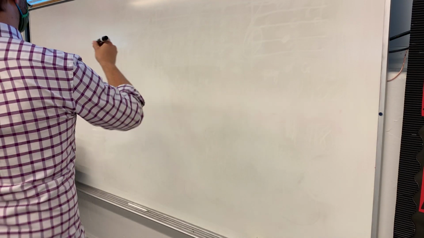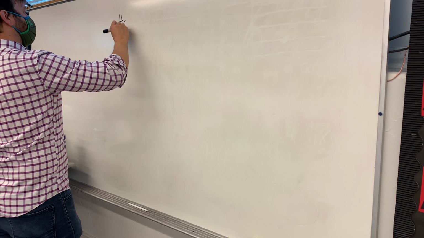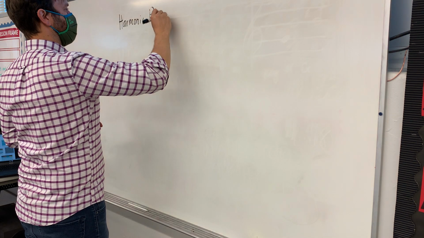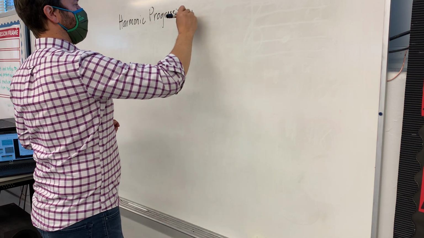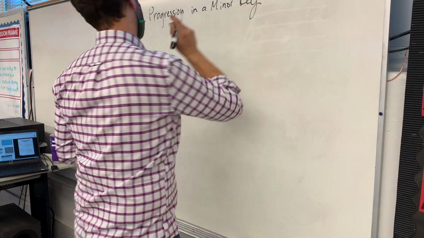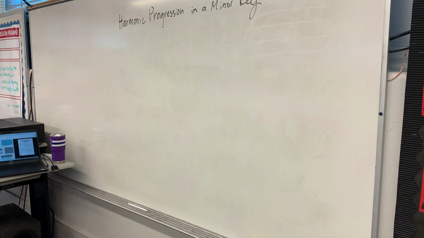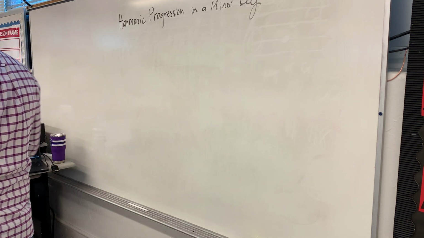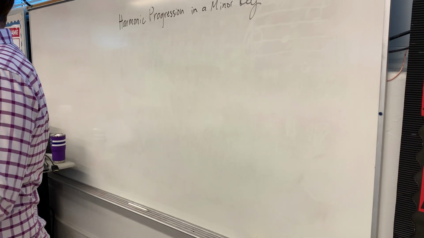All right, AP Music Theory, our notes today are on harmonic progression in a minor key. The first thing we need to understand, just like before we add chords in, is the scale that we're writing in. We talked a lot about scale degrees and different things like that. So today we're going to be talking about composing in a type of minor called the natural minor.